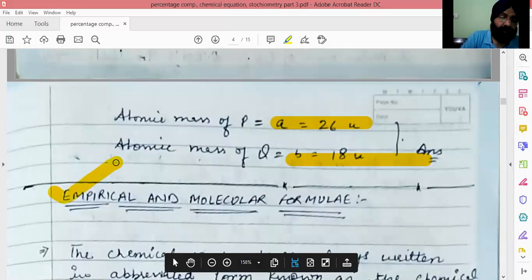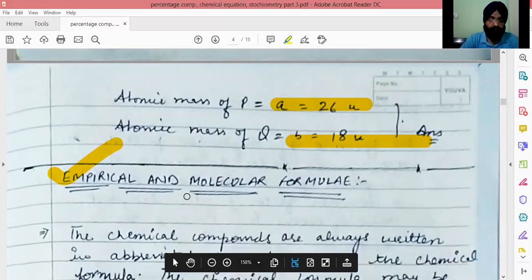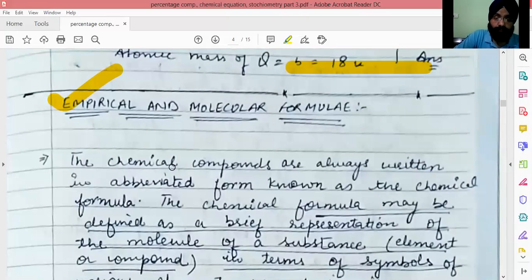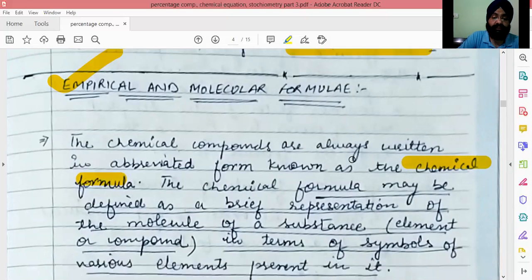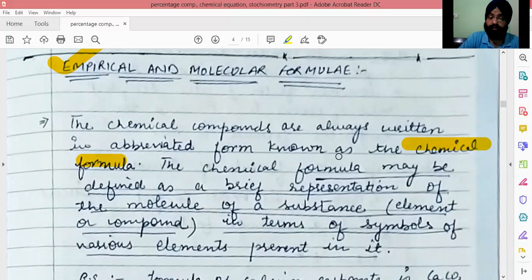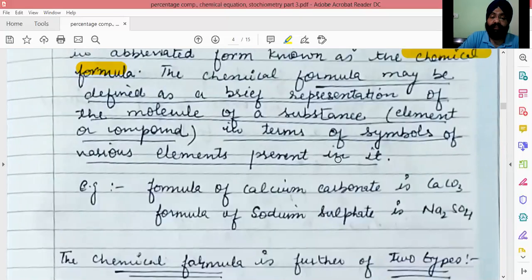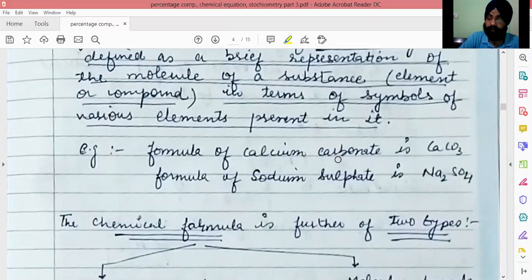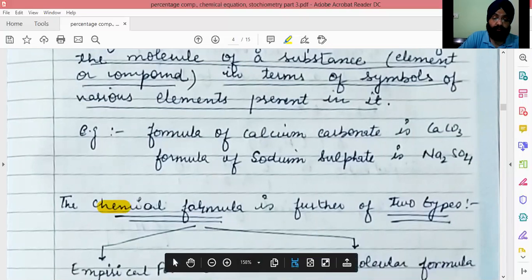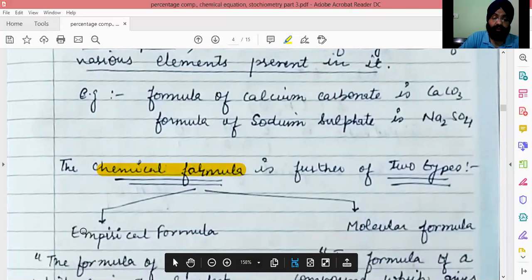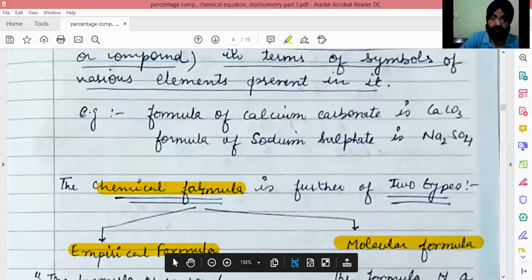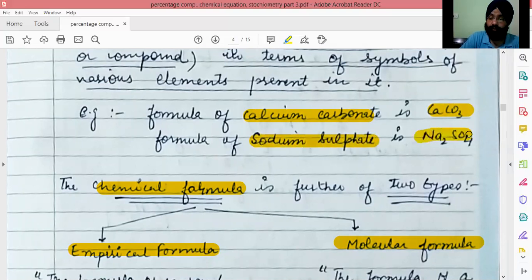Now the next topic is empirical formula and molecular formula. The chemical compounds are always written in terms of a chemical formula. The chemical formula is the basic representation of any molecule. This chemical formula is further divided into two types: one is the empirical formula, the other one is the molecular formula, right? For example, the chemical formula of calcium carbonate is CaCO3 and of sodium sulfate is Na2SO3.